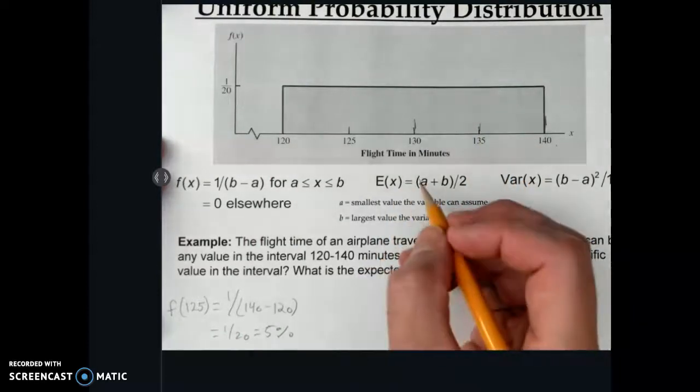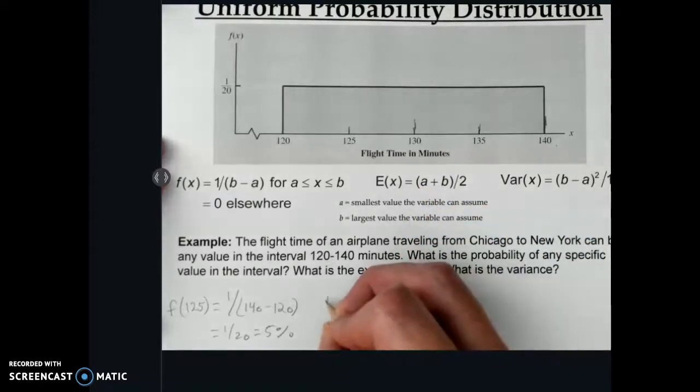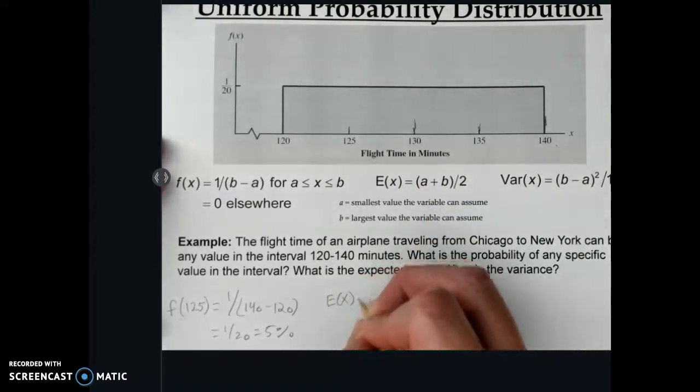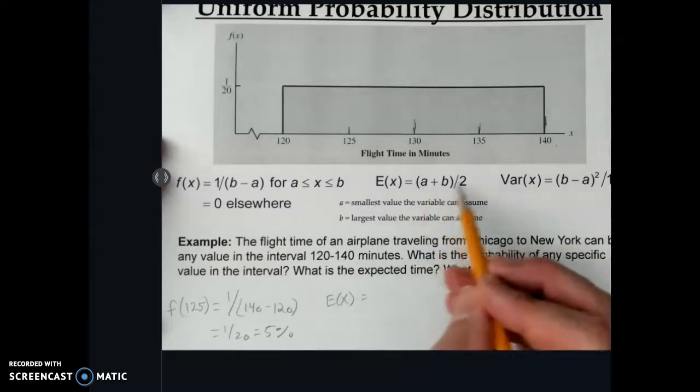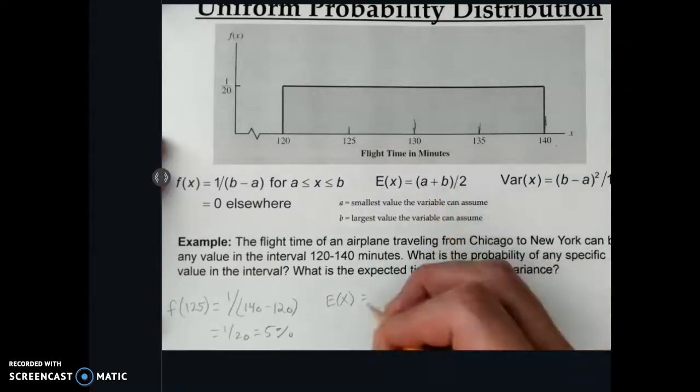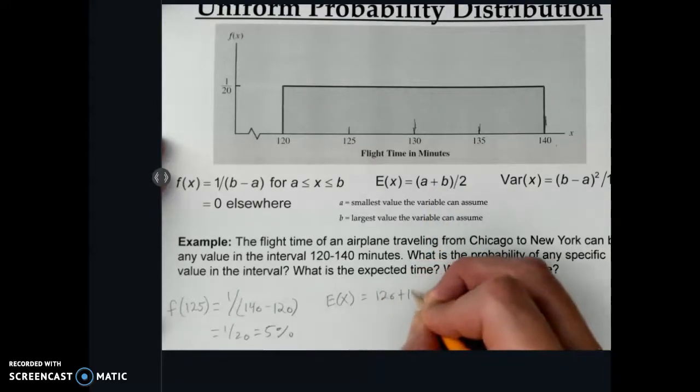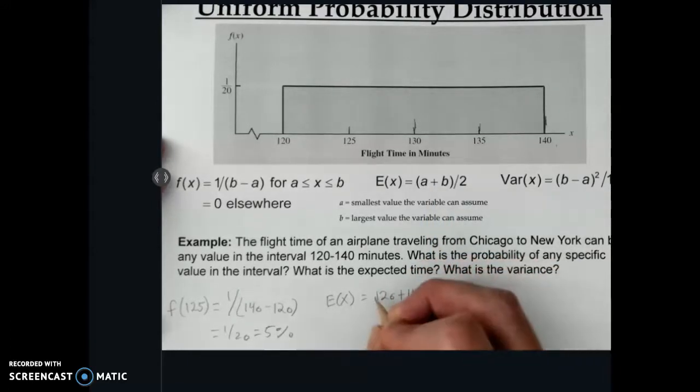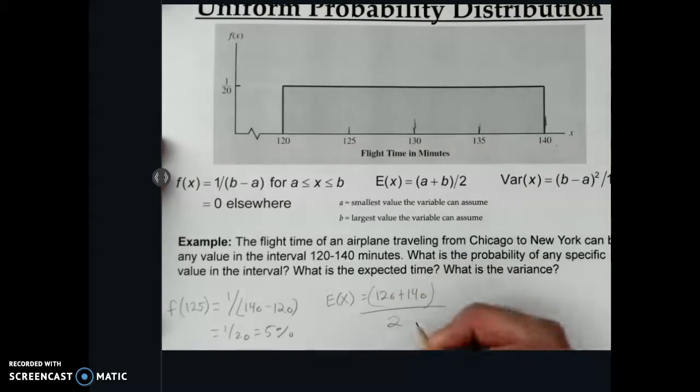Okay. Now, the expected value is going to be equal to the average of the high and the low. So we simply add them together. And we take the low, 120, plus the high, 140, and then we divide that by 2. And if you do that correctly, the expected value is going to equal 130, right? 120 plus 140 is 260, divided by 2 is 130.